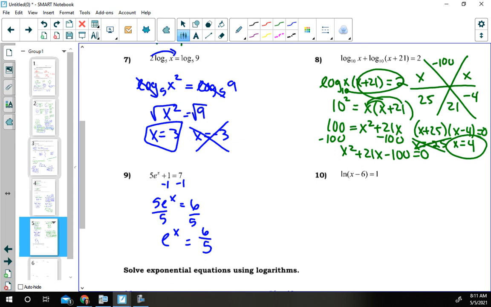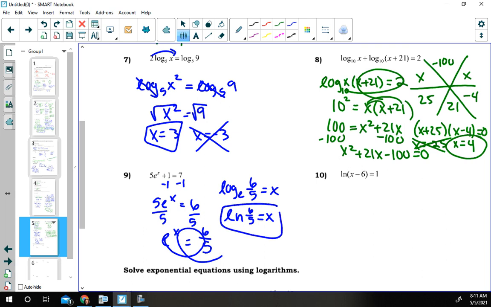I'm going to convert to log form. So I've got log, the base that's holding it up is e. I do my flippy, and I come back for that x. Well, log base e is the same as natural log. We learned how to do that. Okay, and then you could find the decimal of that.